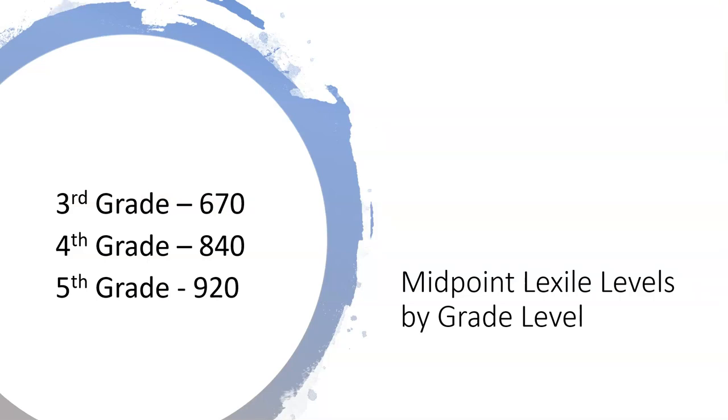So circling back to our school improvement goal of increasing the percent of students that are at or above the Lexile midpoint, this is factored in from students in grades 3, 4, and 5 when taking the Georgia Milestones end of grade assessment. So at the end of 3rd grade, the midpoint is 670. At the end of 4th grade, 840. And at the end of 5th grade, a 920. So if a student is reading at this Lexile level at the end of those grade levels, then they would be considered at or above proficient on the Georgia Milestones end of grade assessment.